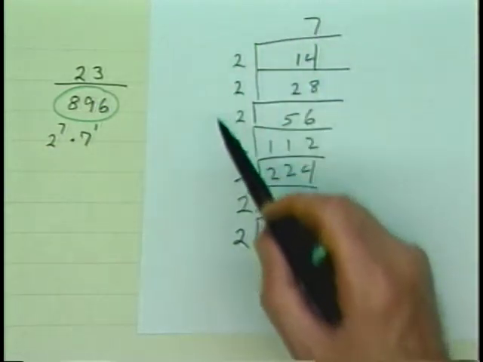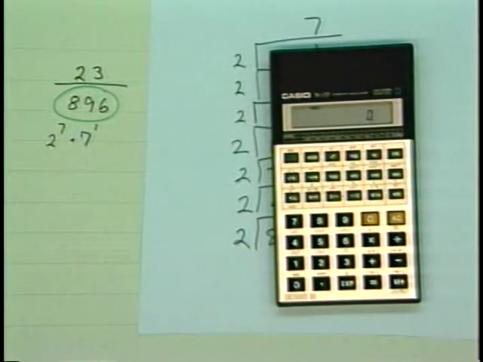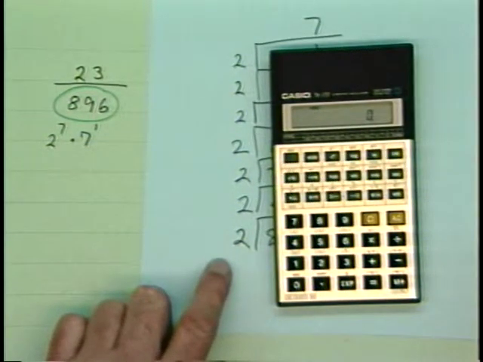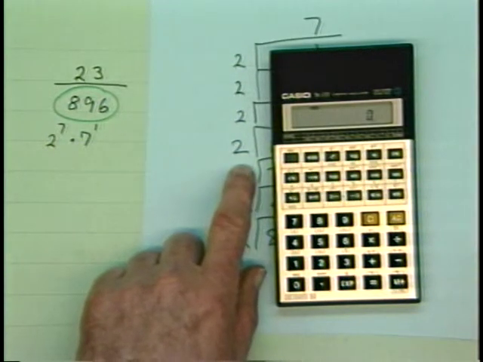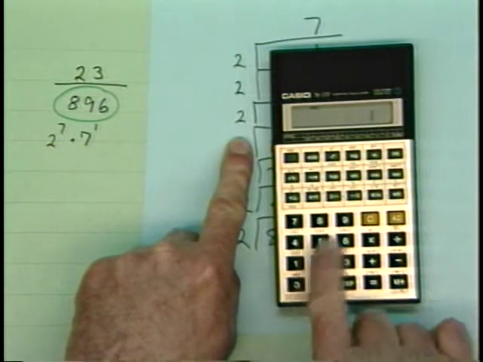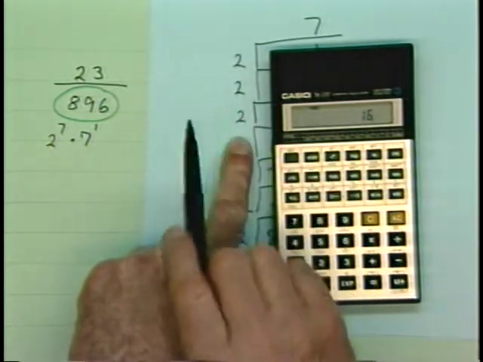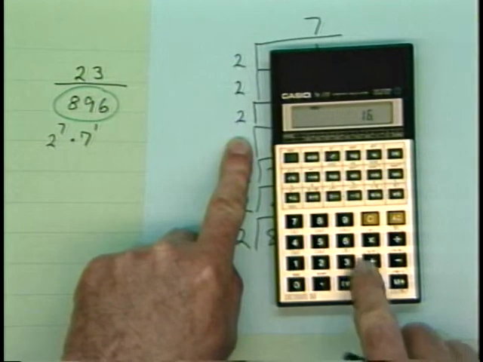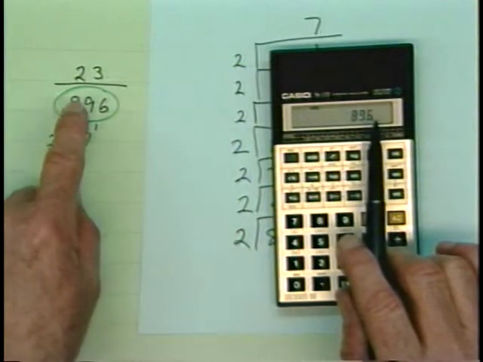Now this is so long and messy. As long as you're using your calculator, it's wise to go back and check it. So let's find some shortcuts. 2 times 2 is 4, times 2 is 8, times 2 is 16. Then 2 times 2 times 2 is 8, and 8 times 7 is 56. And that's 896, which is correct.